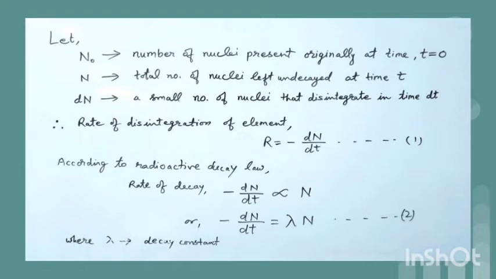Here the negative sign indicates that the number of nuclei left undecayed decreases with time. According to the radioactive decay law, the rate of decay is proportional to N, or minus dN by dt is equal to lambda N, equation 2, where the constant of proportionality lambda is called the decay constant or disintegration constant.